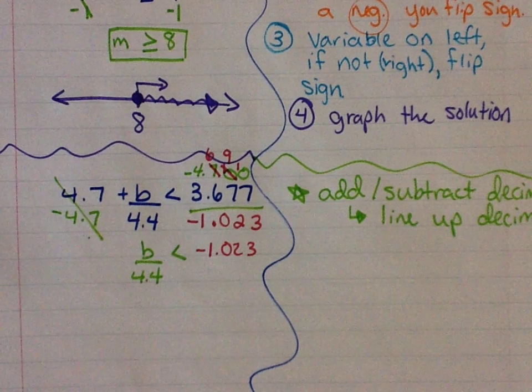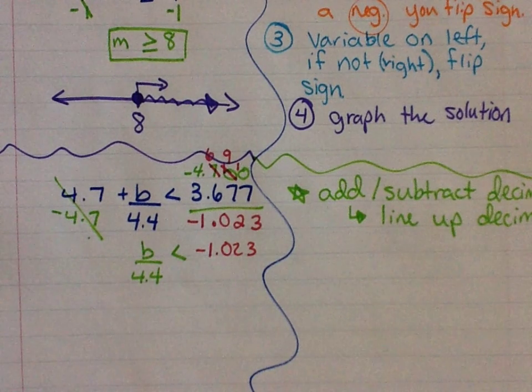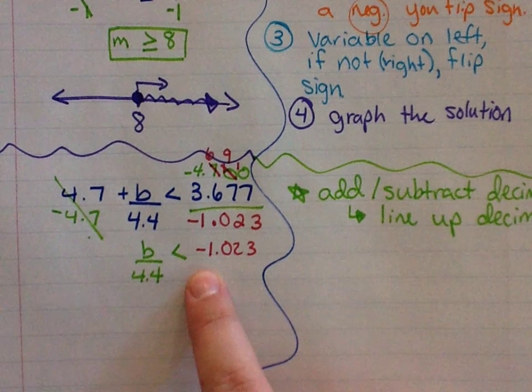Okay. As I look at this, I want to solve for b. I want to get b alone. I have b divided by 4.4 is less than negative 1.023.